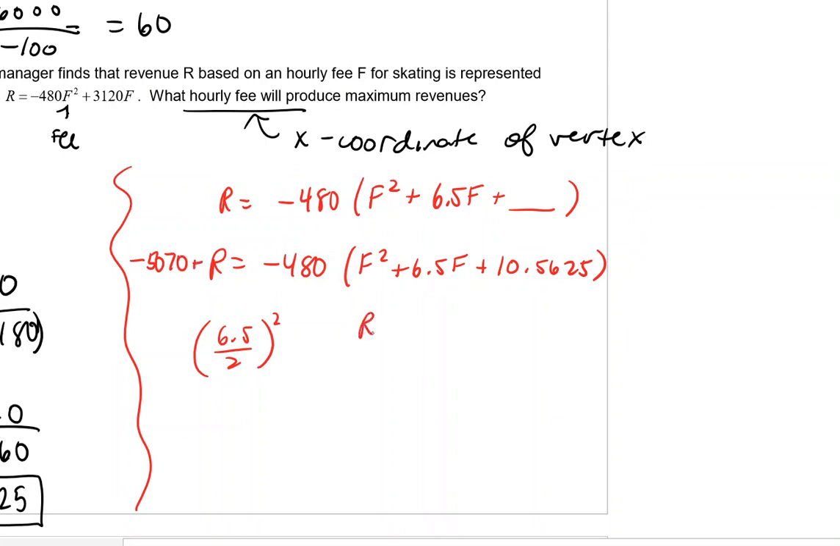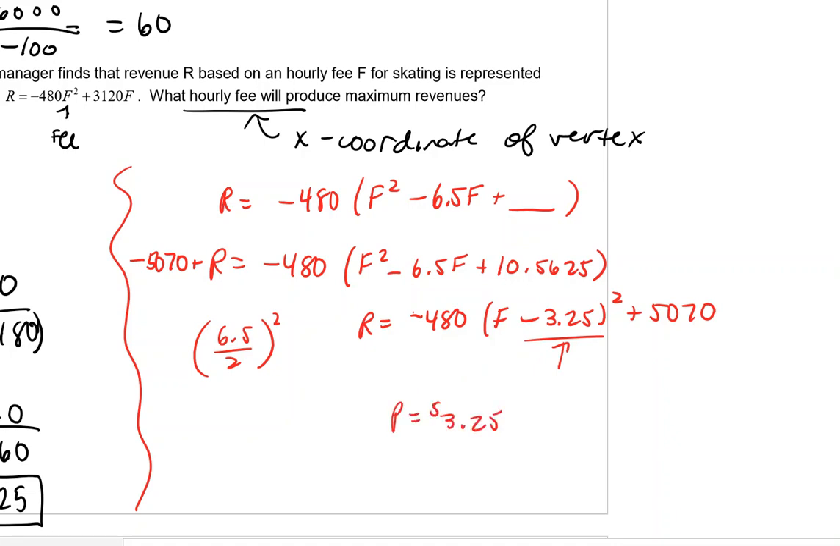Plus it. R equals negative 480. No, at least I caught it. So then here, that's that. The price should be this. Now this question didn't ask it, but this will be the maximum revenue.